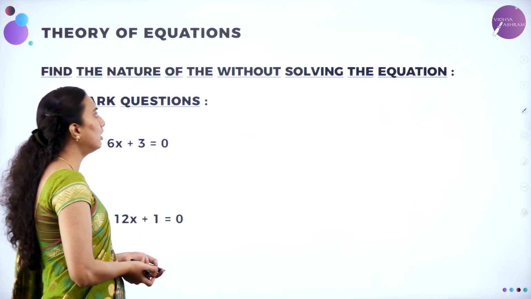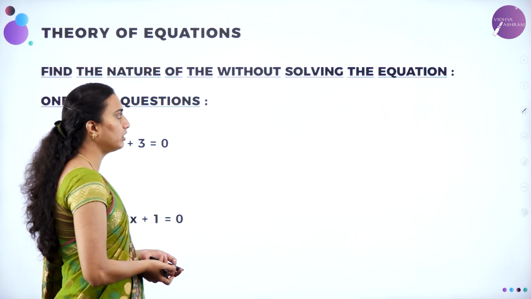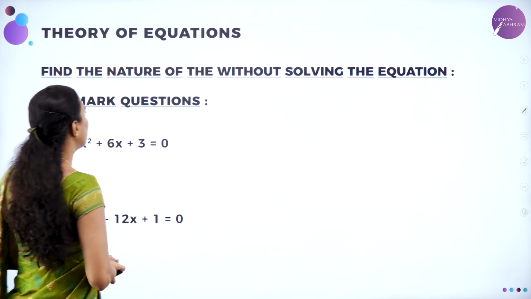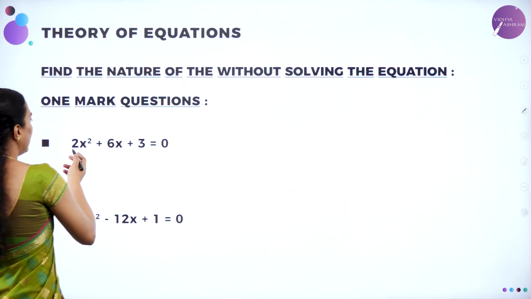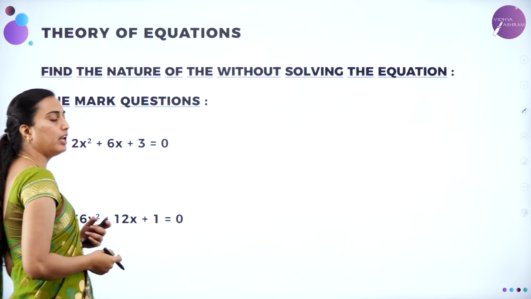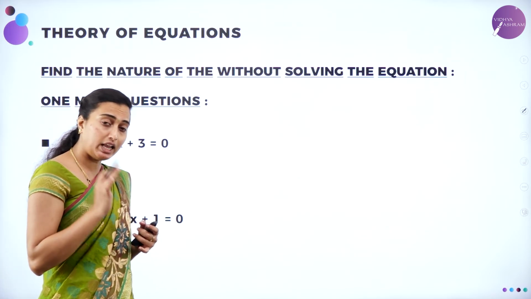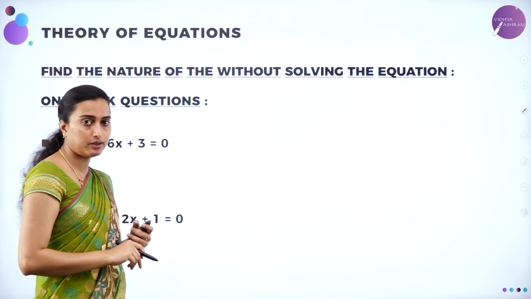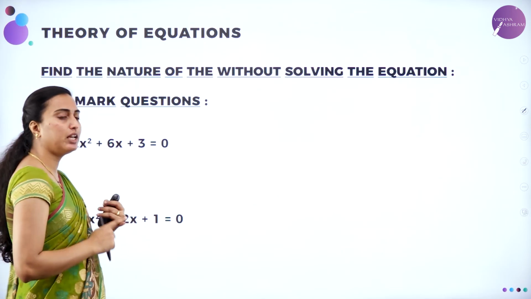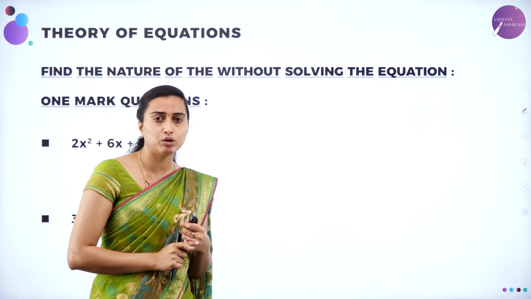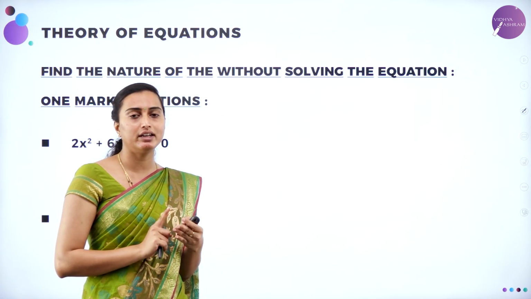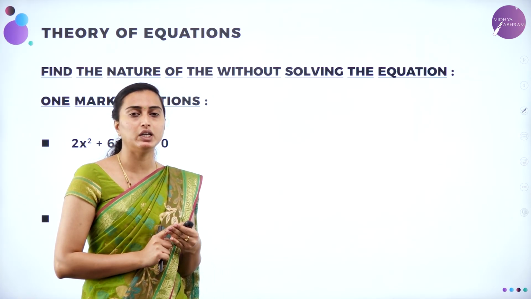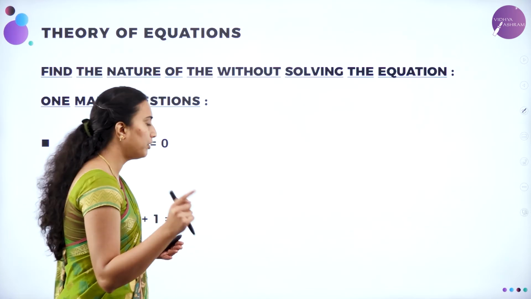Find the nature of the roots without solving the equation. So you are getting here, again comparing a value, b value and c value, and calculating b squared minus 4ac. If b squared minus 4ac equals 0, the roots are real and equal. If it is greater than 0, real and unequal. If it is lesser than 0, unequal and imaginary. That you have to remember.